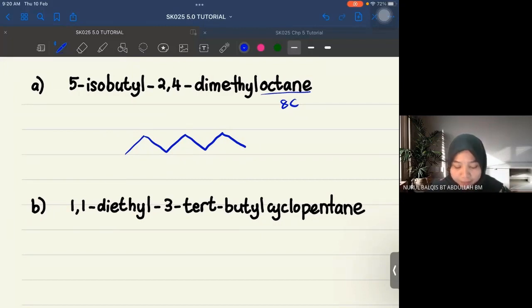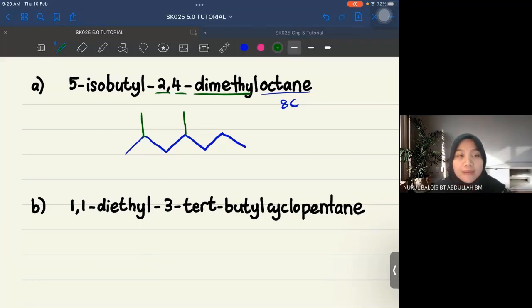And then kita nak buat apa? Kita nak letak numbering. Boleh tak kita start pada mana? Kiri ke kanan? Tak kisah mana-mana. So let's say kita start pada kiri. On carbon number 2 and 4, we have dimethyl. Dimethyl got how many carbons on the alkyl group? 1. Kita ada at carbon number 4, 1 branch, and carbon number 2, 1 branch. Okay, 2 and 4.